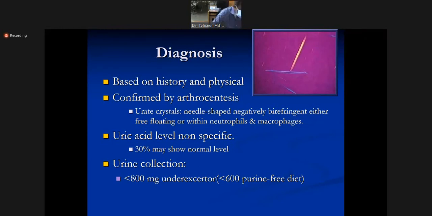Now, how do we diagnose these cases? For the diagnosis, usually history and physical examination are very important. By careful history taking and physical examination, you almost reach the diagnosis, but to confirm it, you need some other things. You may aspirate the synovial fluid by arthrocentesis, and then you see needle-shaped, negatively birefringent crystals, monosodium urate crystals, within neutrophils and macrophages, or free floating. Here, these are the birefringent crystals.